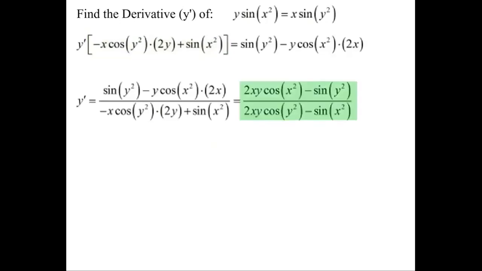And factoring out the y prime, the expression simplifies to the following. And solving for y prime, by dividing by this entire expression, we have that the final derivative is going to be equal to 2xy times cosine of x squared minus sine of y squared over 2xy times cosine of y squared minus sine of x squared. Let's try the next one.